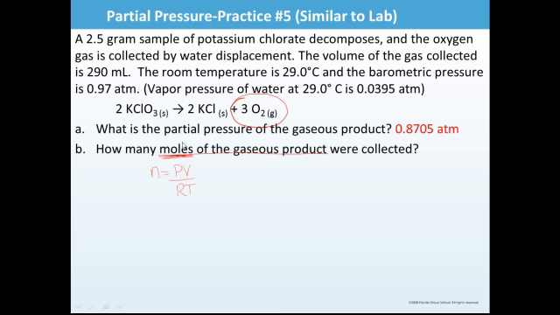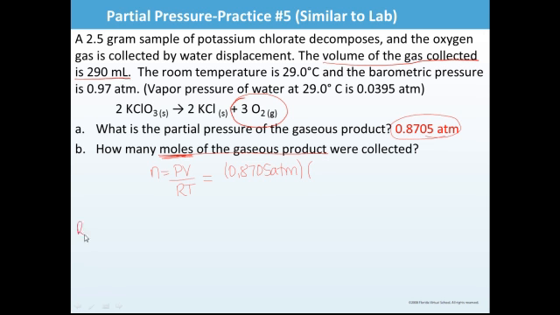Looking at the ideal gas law, we are going to rearrange to solve for moles. N equals PV divided by RT. This is going to be the pressure of our gas. That is what we just solved for. We're trying to find the number of moles of our oxygen gas, which is our gaseous product. We have to use the pressure of oxygen. So we're going to use the number that we just solved for. So that's pressure. The volume of our gas, remember it told us that in the problem. The volume of the gas collected is 290 milliliters.